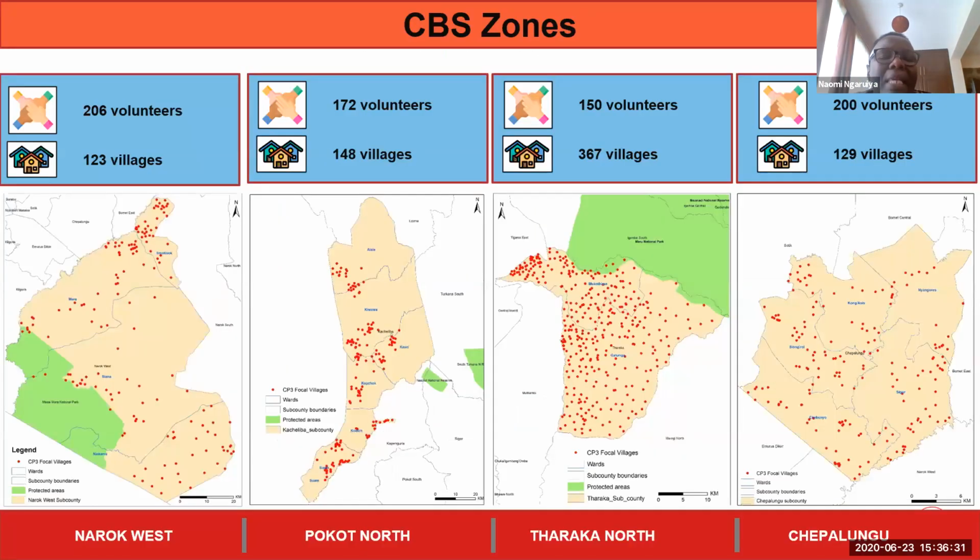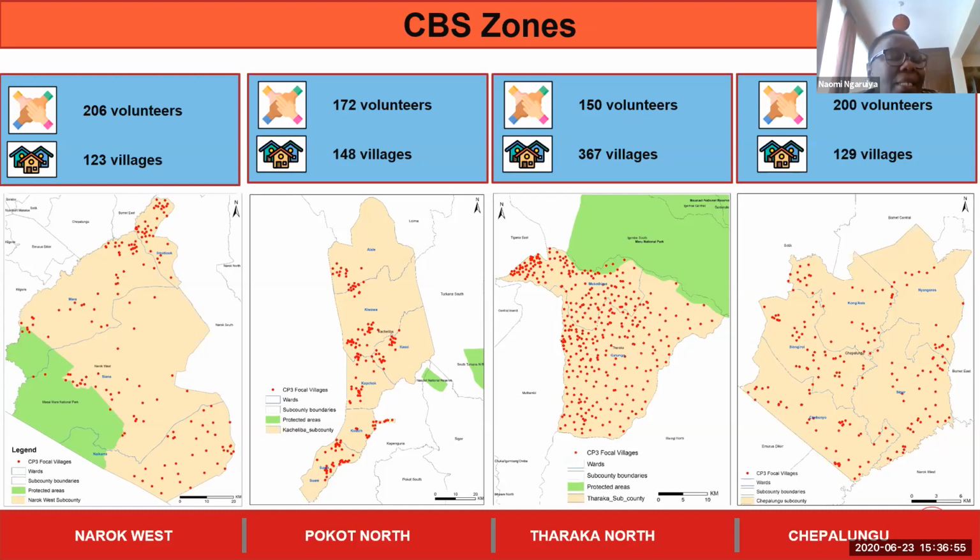If I talk of the volunteers, each county has a cluster of volunteers. For example, in Narok West, we have 206 volunteers who have been trained in epidemic control for volunteers, but out of these, about 50 have been trained on CBS.